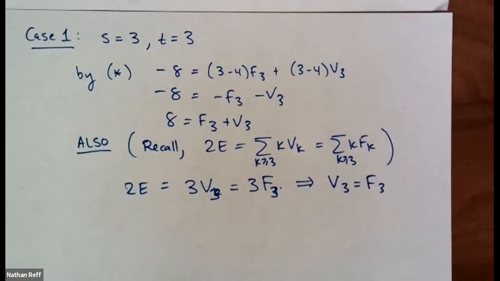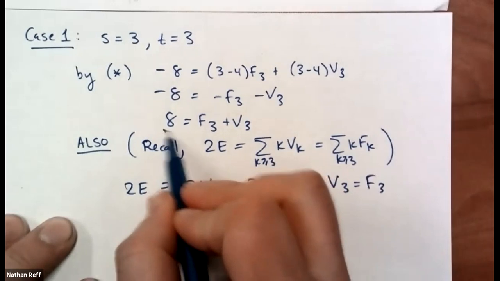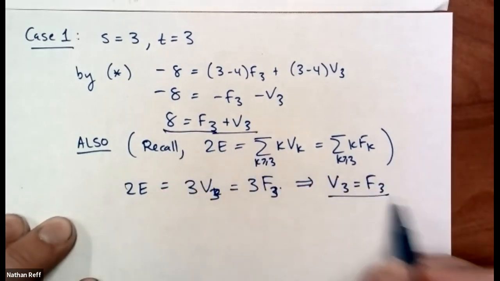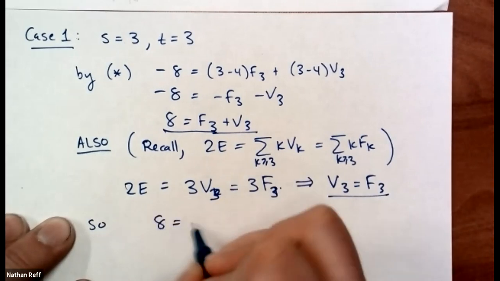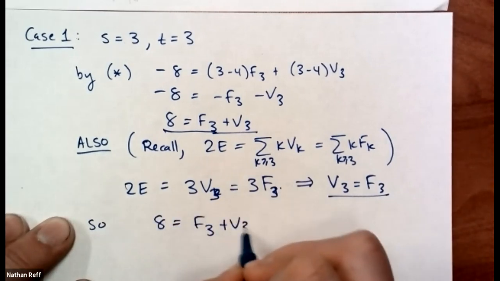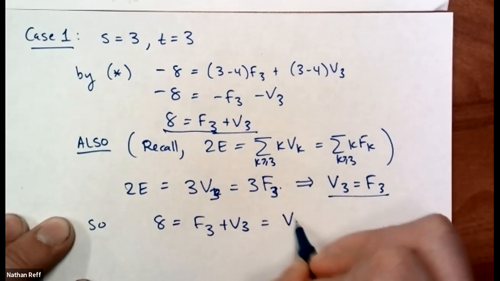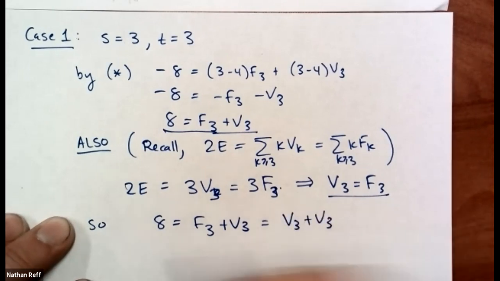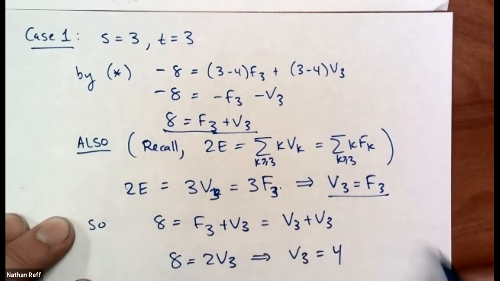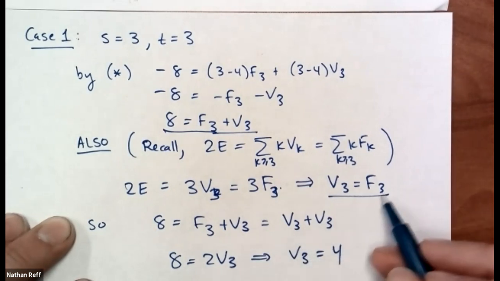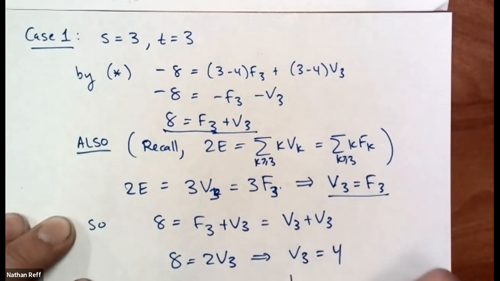And now you have two equations and two unknowns. So you have this equation and you have this equation. If you substitute that up here, we have 8 is equal to V sub 3 plus V sub 3. So 8 is 2 V sub 3, so V sub 3 equals 4. And F sub 3 is equal to V sub 3, so F sub 3 is also equal to 4.